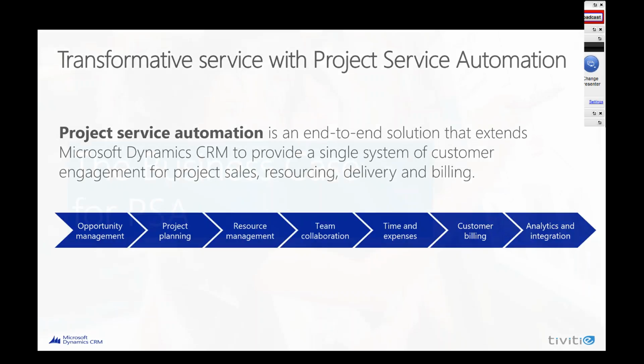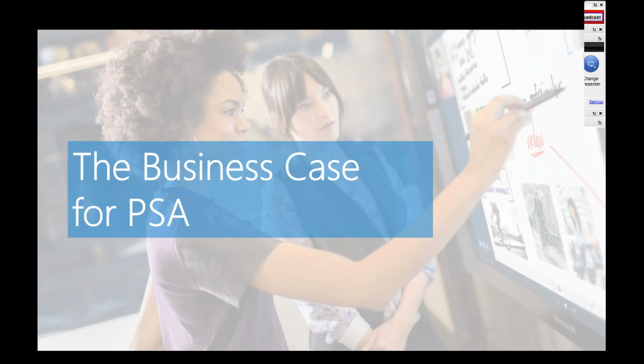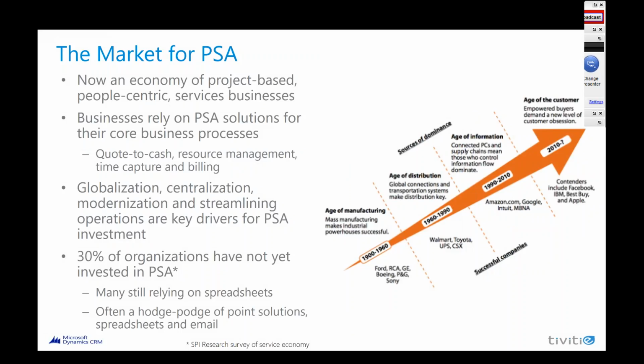So what is the business case for PSA, or Professional Services Automation? Well, if you haven't noticed, we are really now an economy of project-based, people-centric services businesses worldwide. If you look at the chart over to the left, if you think about the companies that actually succeed or dominate during any era, it really changes over time.